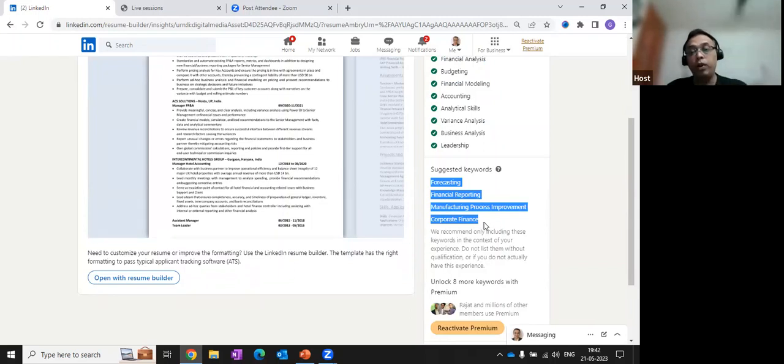So when you do it for your CV and for your expected job role, you will get the keywords that you should be including.